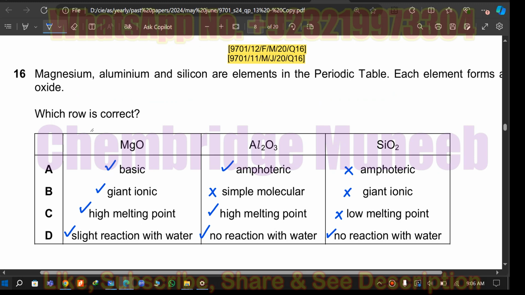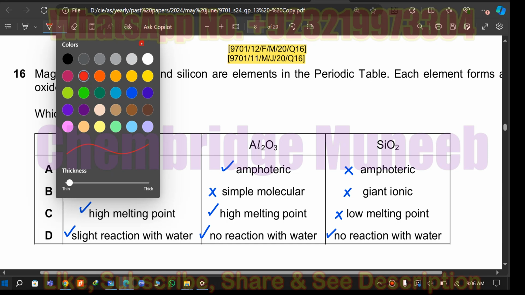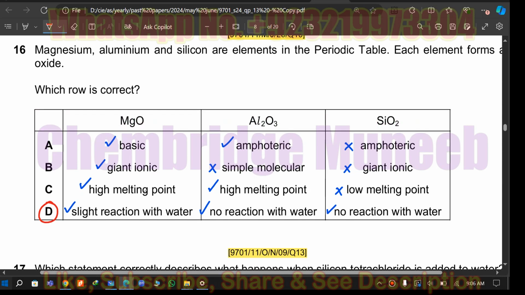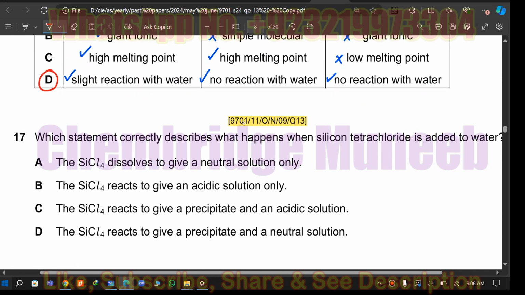Now looking at all the options, we can see that the only right option is D, which has all the ticks in its horizontal row. So that's the right option. Now question number 17 is highlighted, which means it is a repeated question and a video has already been made. I have put the link in the description section.